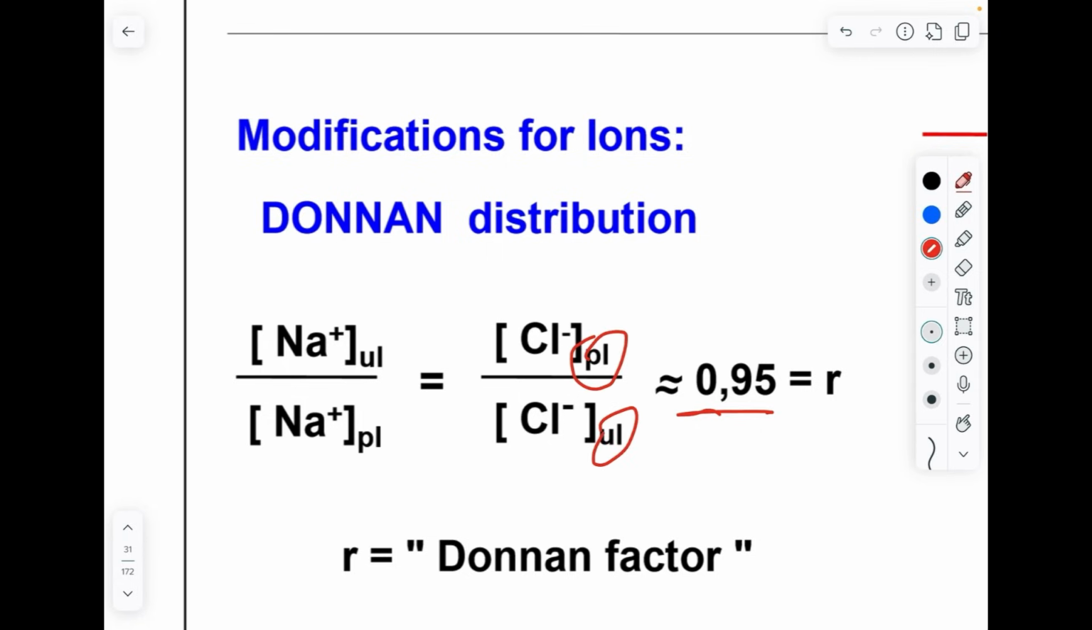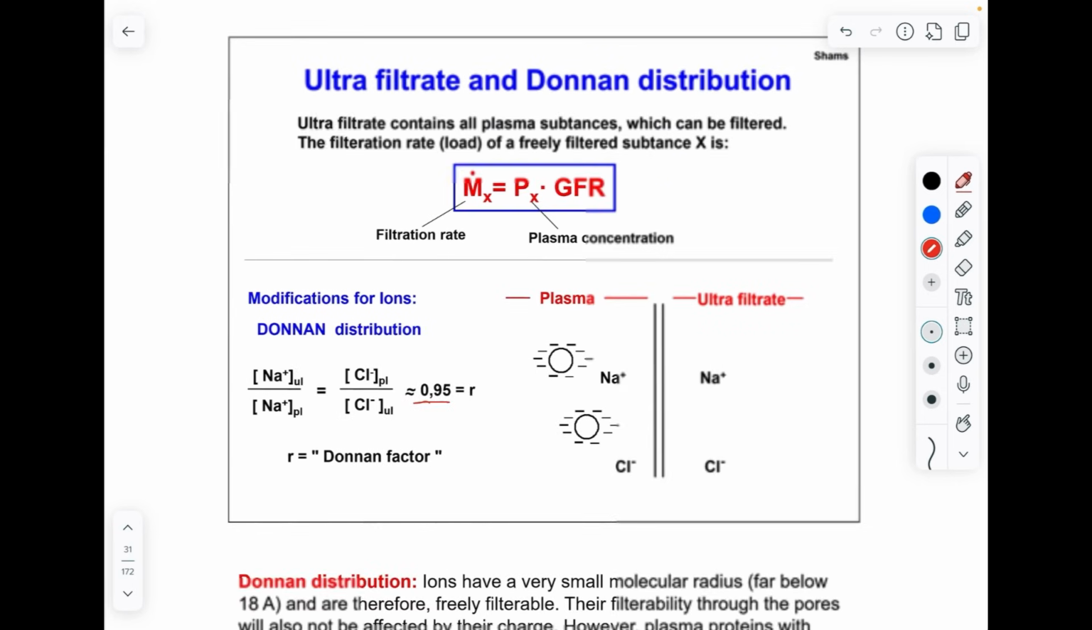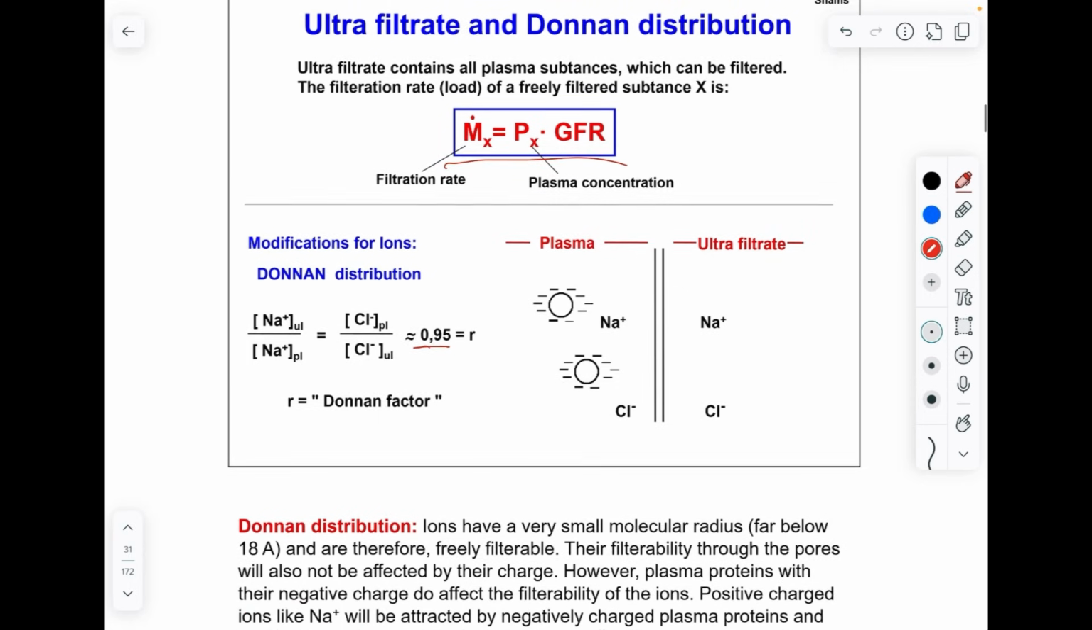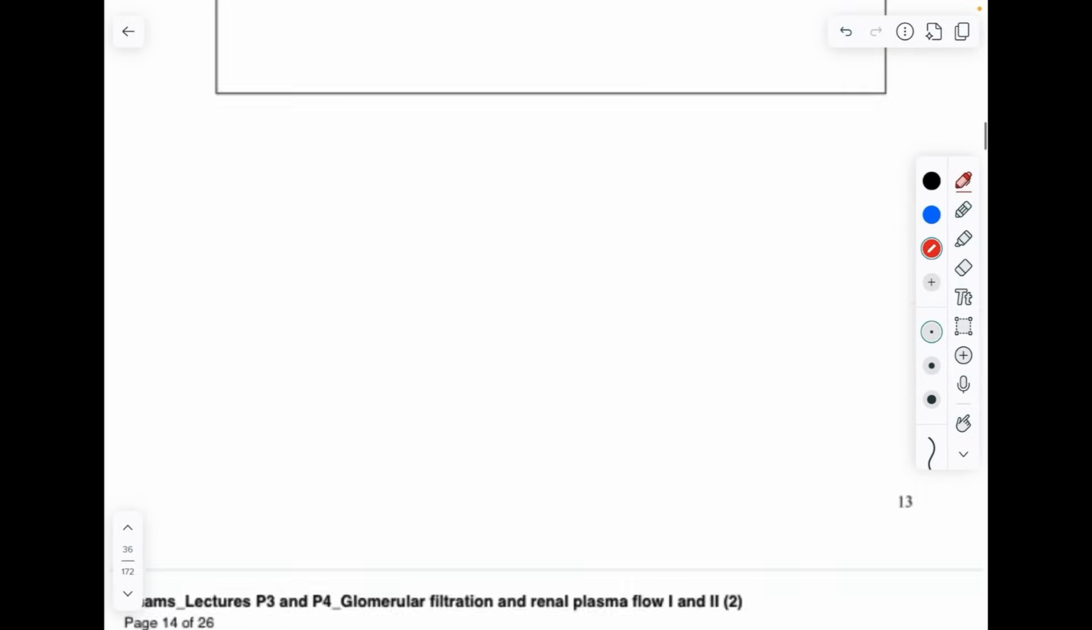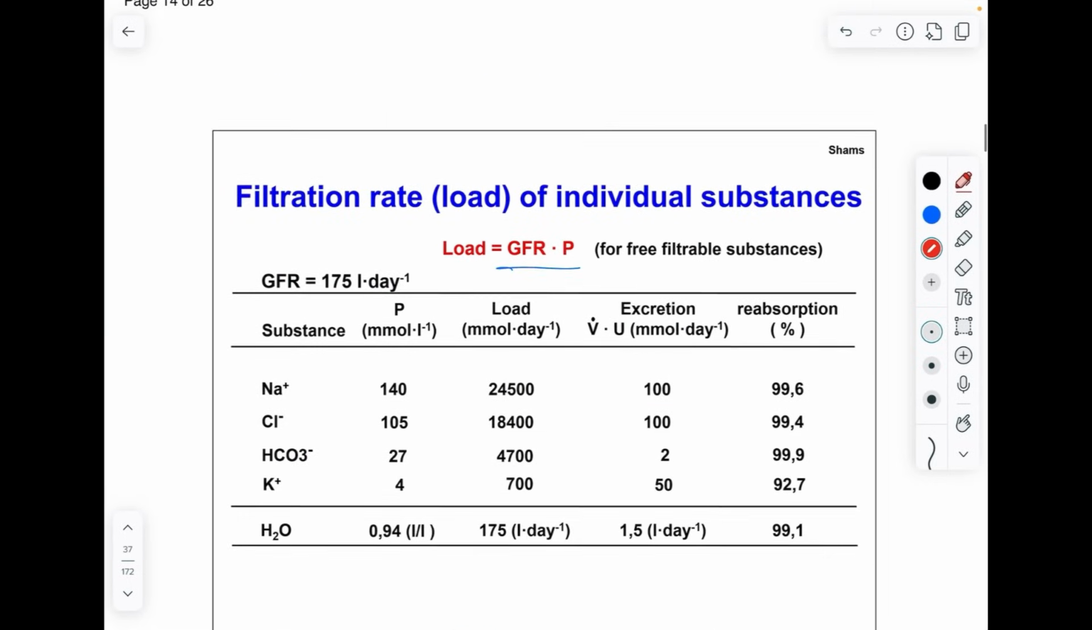And that number we call Dunham factor. Just know that it's 0.95 and it's the Dunham factor, but I doubt he will ask about it. This law, you should already know it from the previous lecture. These are all clinical things that we will not be asked about, inshallah.